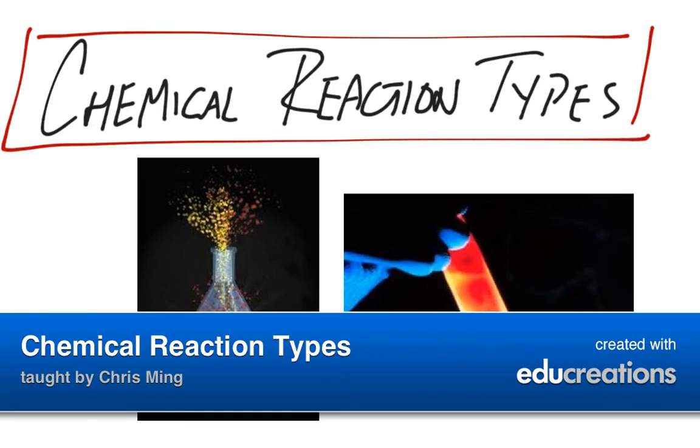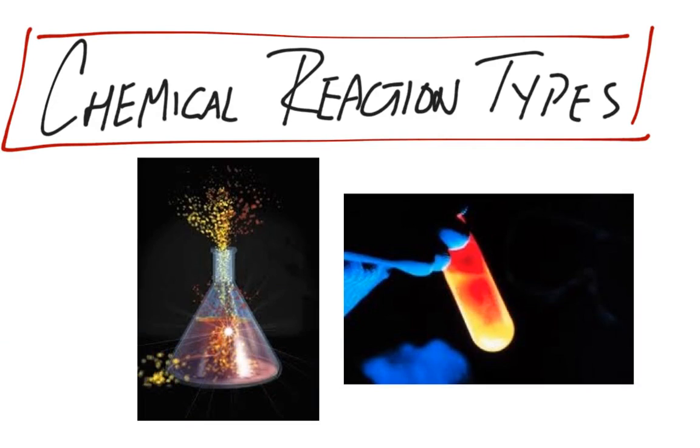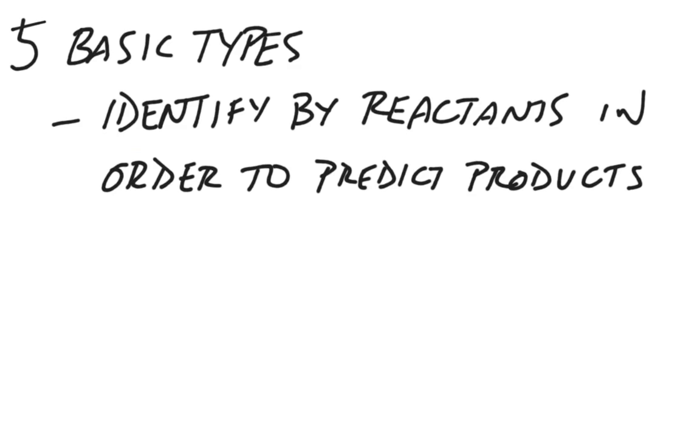Alright, this video is going to be all about the different types of chemical reactions and how to identify them and determine what the products might be of a reaction. There are 5 basic types of chemical reaction. Now there are some others that would fit into one of these basic categories, but generally speaking there are 5 basic types of reactions. And what you can do is look at the formula given of the reactants to help you determine what the products will be.